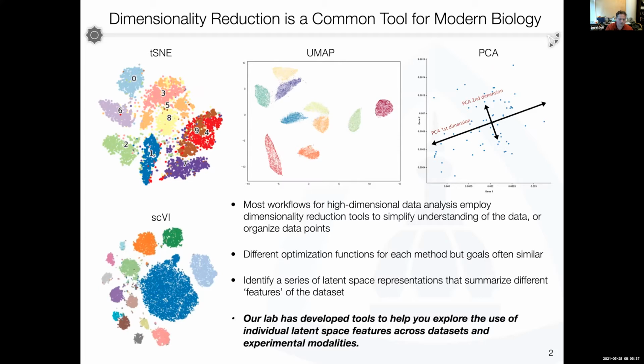What I'm going to share with you today are 3 tools that our lab has developed that help you dig a little deeper into these latent spaces. The idea is not to just superficially use them for classification or clustering, but to really do a deep dive into some of the biological value that we can get from individual latent spaces.